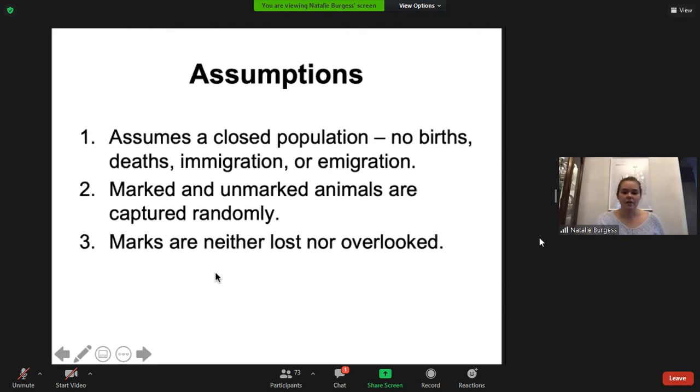And then marks neither being lost or overlooked. Losing markings is very common. Ear tags, they could rip off, they could fall out. You have to take into consideration the type of animal that you're looking at. So for the ear tag, a small mouse's life cycle is much, much shorter than that of a bear. Depending on the type of study that you're looking at, you have to take into consideration the lifespan of that animal, and if that tag is going to hold up to the lifespan, if that's how long you want to study for.